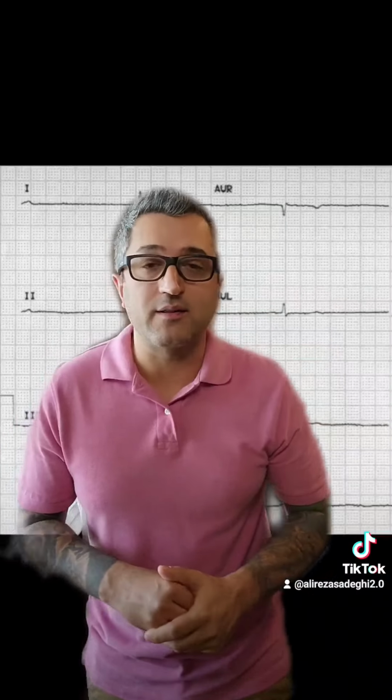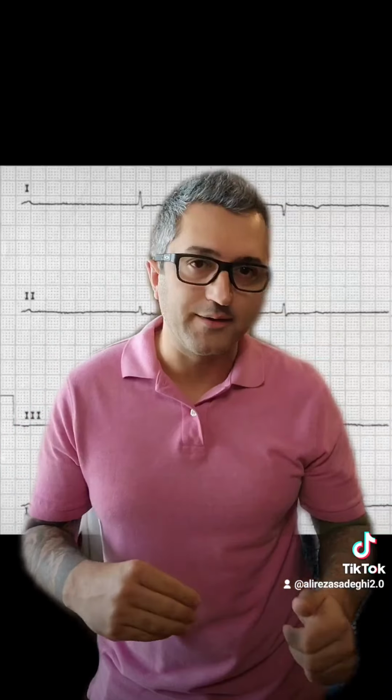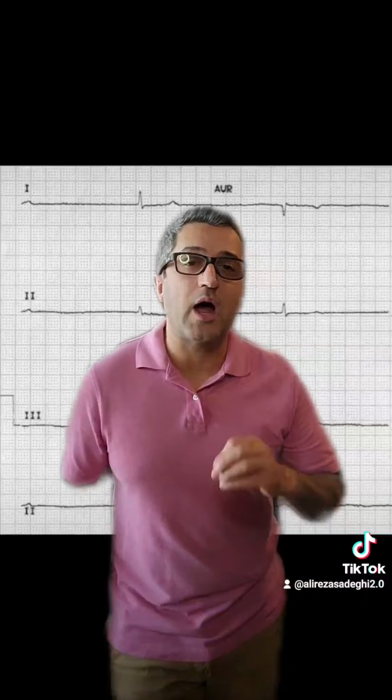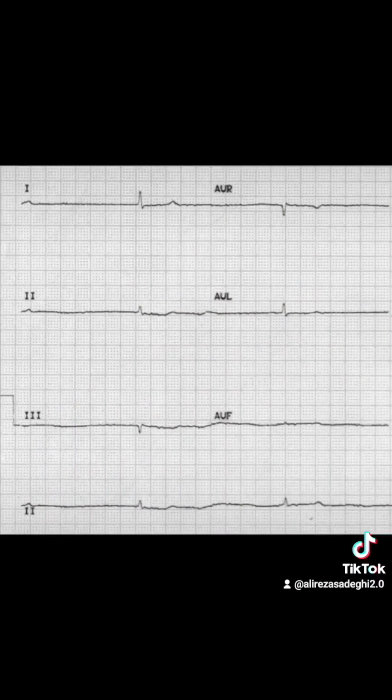However, we can pinpoint the signs of hypothyroidism on the EKG. In a patient with hypothyroidism, you can see little to no P waves, very low voltage or inverted T waves, global low voltage, as well as sinus bradycardia.